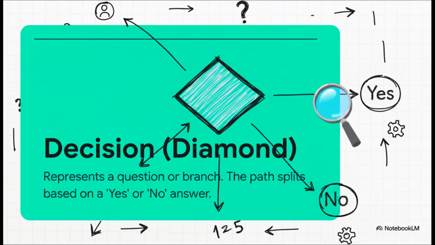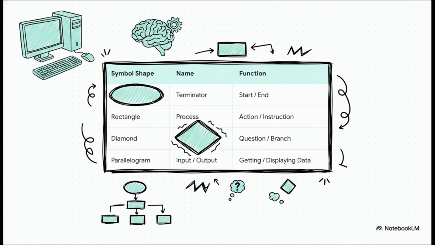It asks a simple yes or no question, like, is the password correct, or is it raining outside? And, depending on that answer, it creates different paths for our logic to follow. This is absolutely crucial. So let's do a super quick recap of our main players.